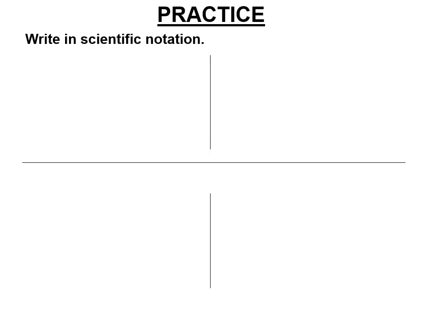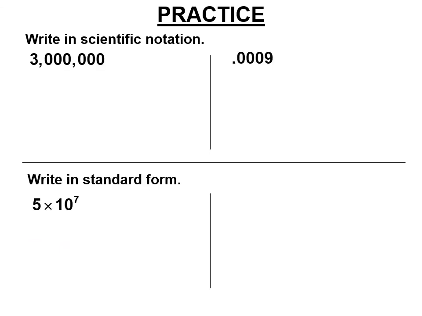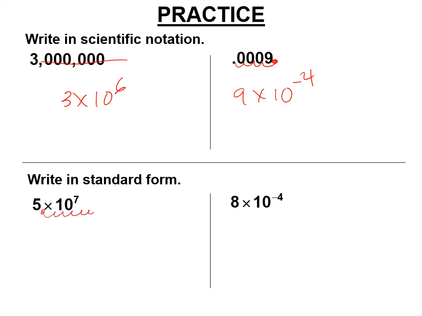All right, let's practice all this. So let's make sure you can write all these numbers. So that's 3 times 10 to the 6th. That's 3 million. That's 9 times 10 to the negative 4. You got to get behind the 9. You move this 7 times. In this case, you get 7 zeros. 1, 2, 3, 4, 5, 6, 7. And then you write, that is 50 million.